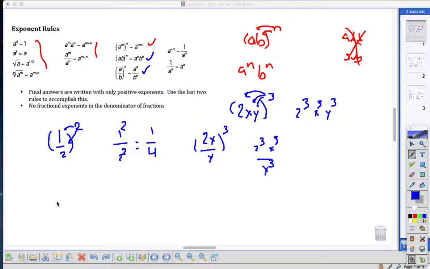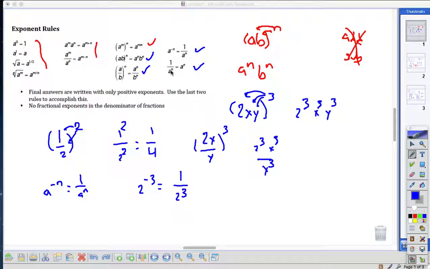Okay, and the last rule is our negative exponents. This says by definition that if I have a negative exponent, it just means 1 over that. Okay, negative sign goes away, and I put whatever I have in the bottom or denominator of a fraction. So if I have, say, 2 to the negative 3 power, I have 1 over 2 to the 3rd power. And the opposite is also true.